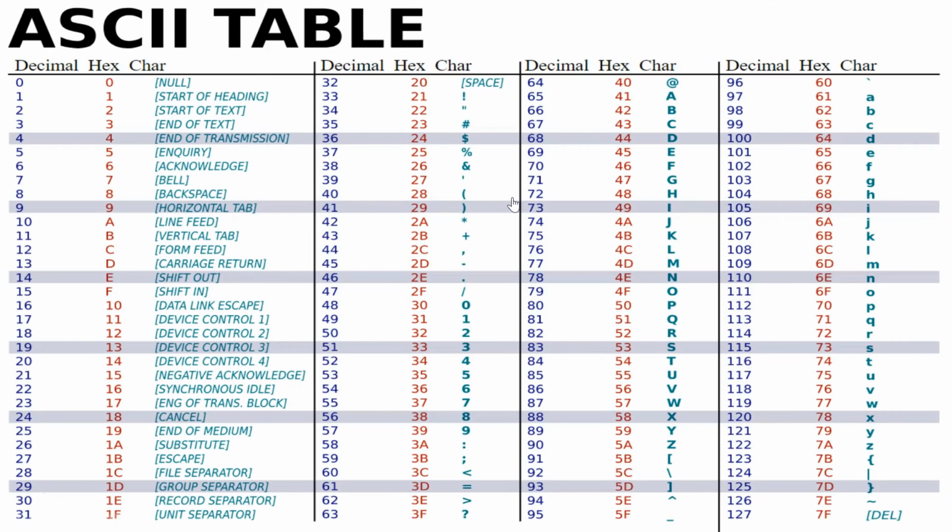But at minimum, we have at least 1 byte. And as we know, 1 byte is equal to 8 bits. ASCII requires just 7 bits to represent characters. Therefore, the most significant bit, that is the 8th bit, is set to 0.